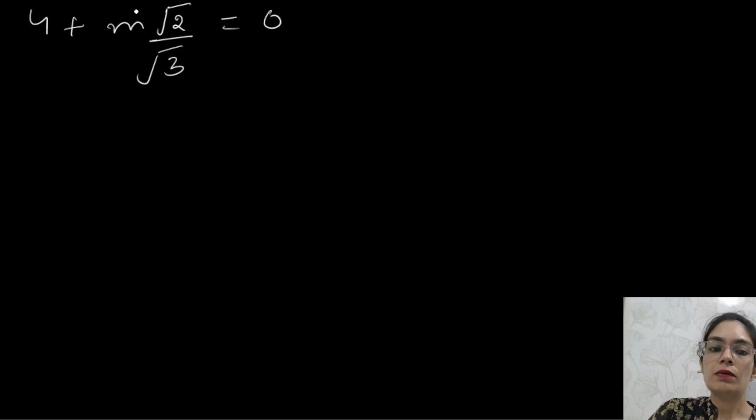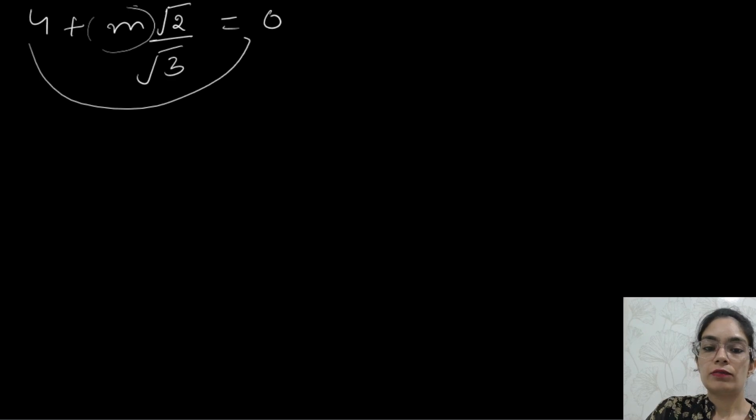4 plus m into root 2 by root 3 equals 0. Now see, whenever you are solving linear equations, the variable you keep on one side, and all the other things you have to shift to the other side. So first of all we will shift 4. This is positive 4, and when I shift it to the other side, it will become negative.